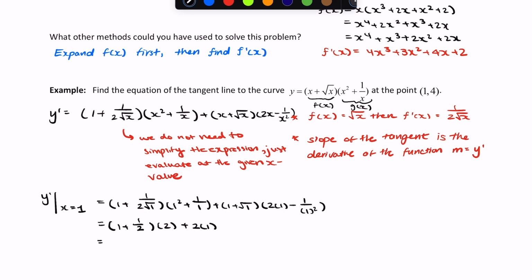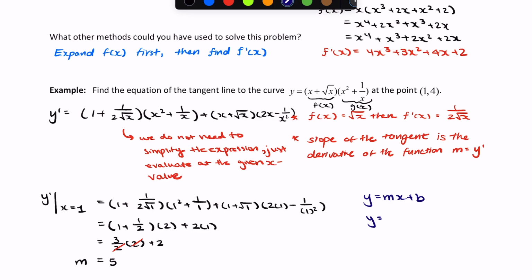So here we'll have 3 over 2 times 2, so that will cancel out, plus 2, which will equal 5. So we see that m, the slope of the tangent line, is equal to 5. And so again, we can sub that back into our equation, y is equal to mx plus b, to find the equation.